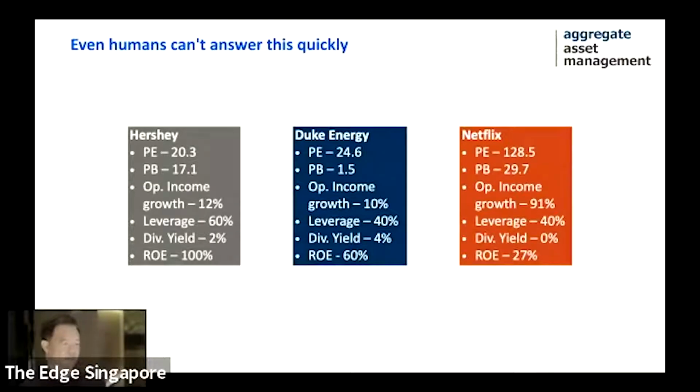Let's look at it this way. These are 3 stocks: Hershey, Duke Energy, and Netflix. Even human beings, just with 6 variables, can't answer this quickly, right? Look at Netflix. Operating income growth is 90%. Obviously, it's a good stock, but now not so good. Maybe I should go into Hershey or Duke Energy because the PE is low. So as human beings, we can't decide quickly, and you want the AI to do this?